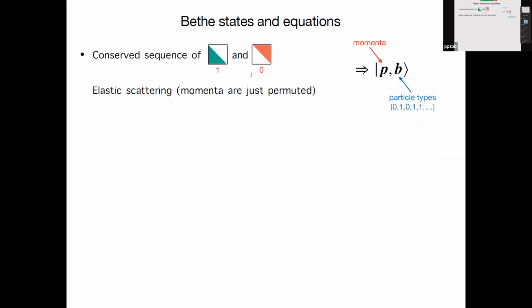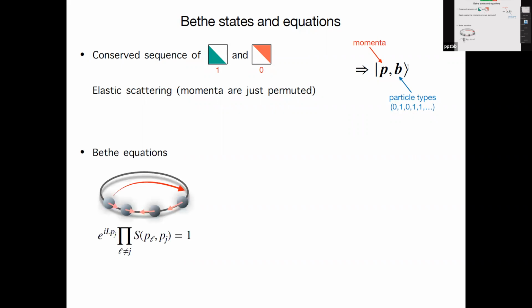So in this language of particle types, ones and zeros, this means that the binary sequence of ones and zeros, which tells me how the particles are put into the lattice, is conserved. So each eigenstate will have two quantum numbers. One will be the momentum of all the particles, and the other one will be this binary sequence that tells me their species configuration, the initial state.